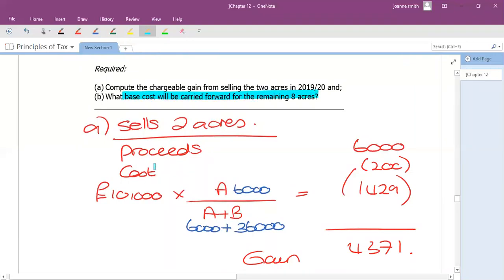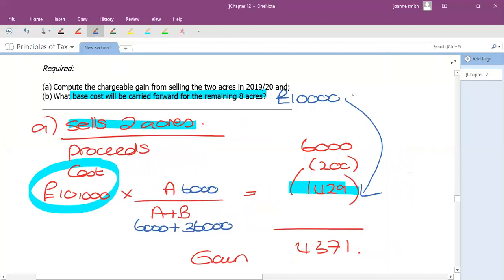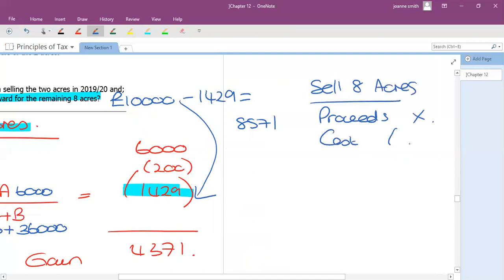So it's saying, well, this is the cost for the whole thing. But if I've just sold 2 acres and I say those 2 acres have got that proportionate cost, what's the cost of what's left? So all we do is say, well, the original cost is 10,000. If I take off what I've sold, which is 1429, then I've got a cost left of 8571. So if I decide to sell those 8 acres, I'll take my proceeds, whatever they are, and I will deduct that cost of 8571. All right, and that's how I'll work out my gain.